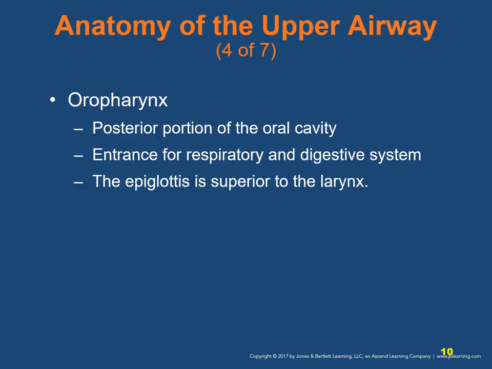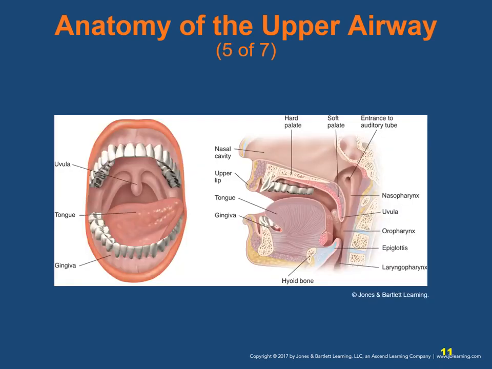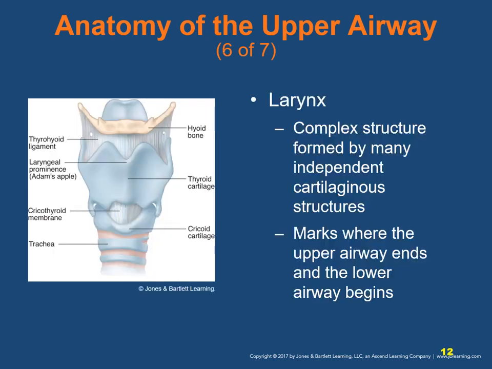The oropharynx is the posterior portion of the oral cavity. The epiglottis is superior to the larynx. This helps prevent food and liquid from entering the larynx during swallowing. The figure on this slide shows the anatomy of the oral cavity. The larynx is the complete structure formed by many independent cartilaginous structures.